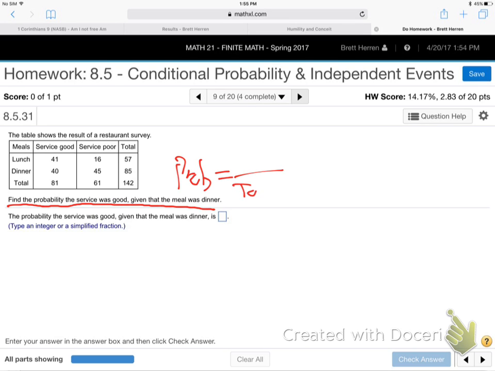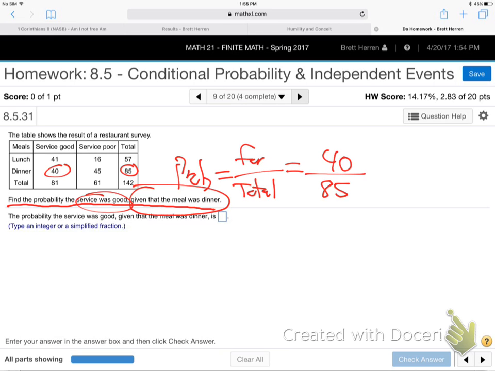So the bottom always goes to the total. The top goes to 4. So again, the given always tells you the bottom, doesn't it? It tells you the denominator. It limits the field. It limits the total. So what's the total given it was dinner? 85. Is that good? And what's the top? The service was good. So that's 40 out of 85. Then just reduce that.